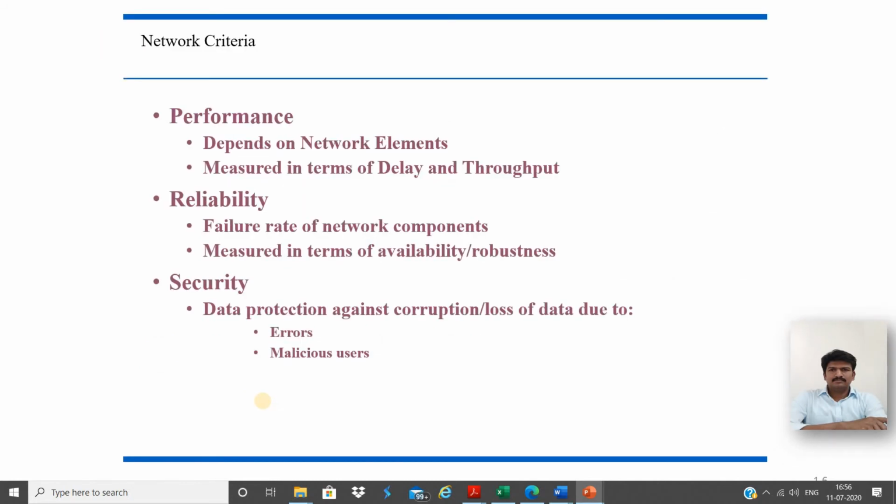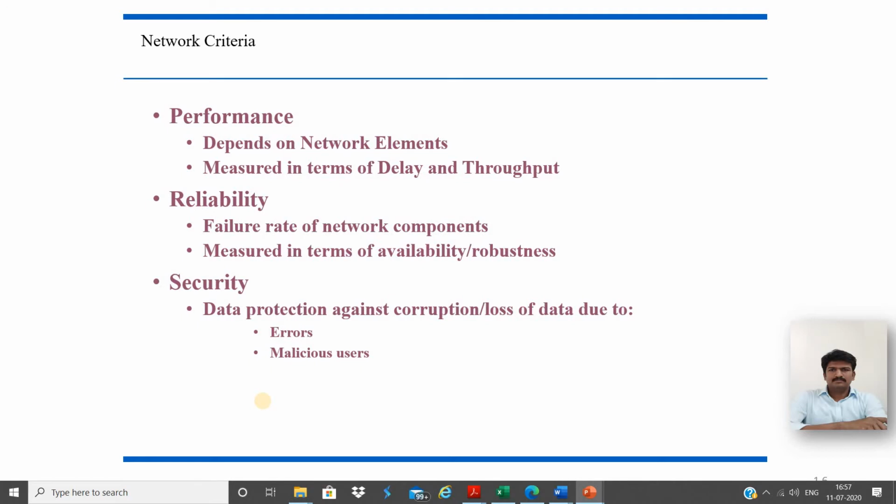Network criteria follow some characteristics. A network should have good performance. Performance of a computer network is measured in terms of response time. The response time of sending and receiving data from one node to another should be minimal. It depends upon the network elements, measured in terms of delay and throughput. If the performance of the network is good, the throughput is very high and the delay is very less while you are transmitting the data from one node to another node.